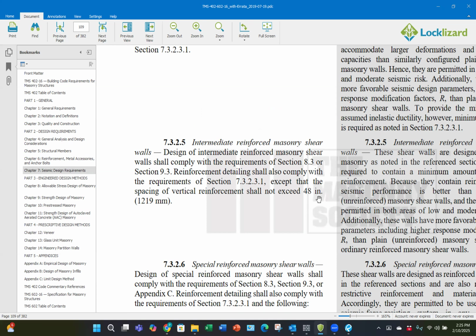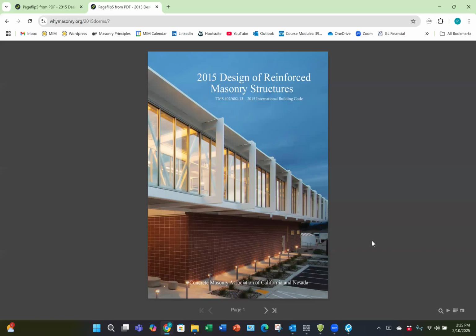So if we're designing a shear wall in Michigan, seismic design categories A, B, or C, we could space our reinforcement up to a single number 4 bar at 10 foot on center, as long as that satisfies our structural demand. And to view that graphically, we can look at Design of Reinforced Masonry Structures, which is published by the Concrete Masonry Association of California and Nevada.